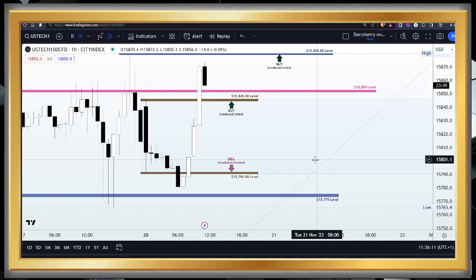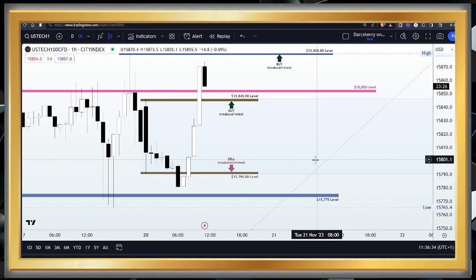Now, in as much as we're looking for buying opportunities, we also want to keep tabs on the potentials the sellers have here. Well, personally, and based on the last 3 to 4 hours where we saw this engulfing bullish candle, I'm of the opinion that price is likely going to continue to the upside based on the situation.